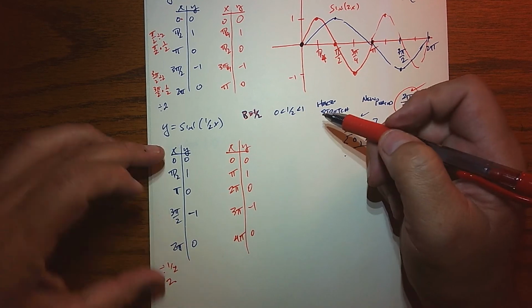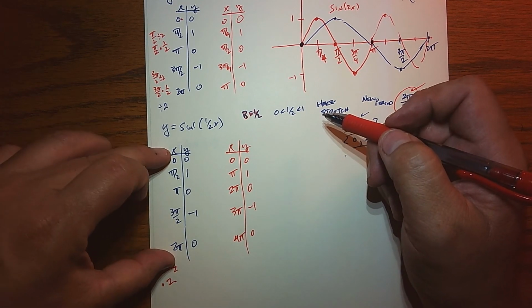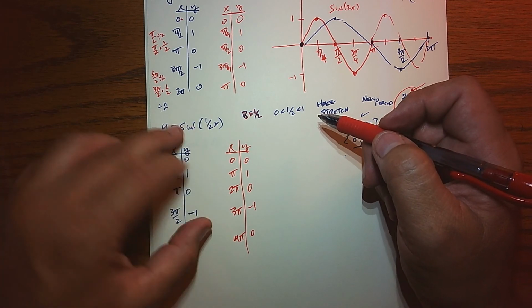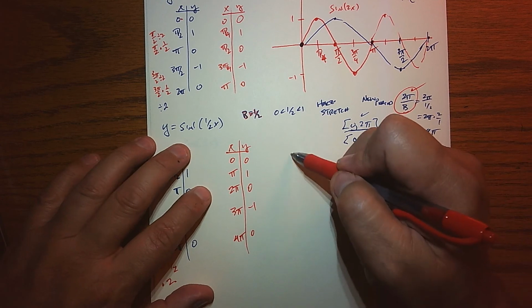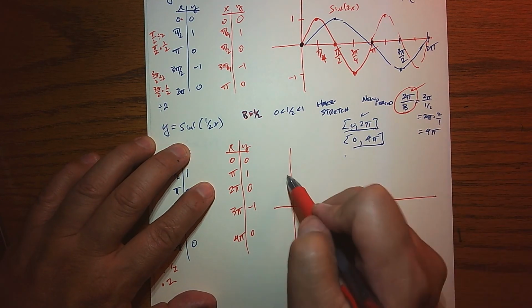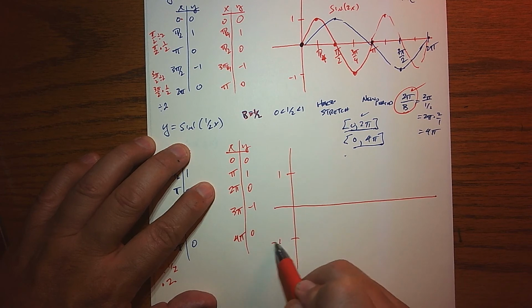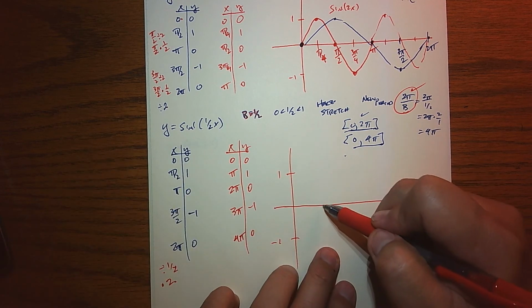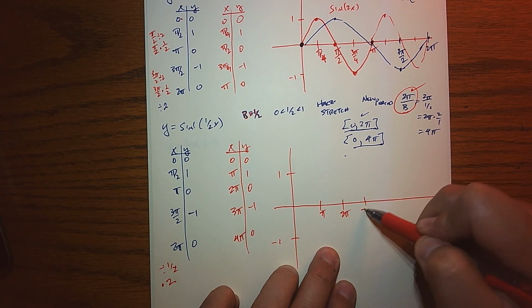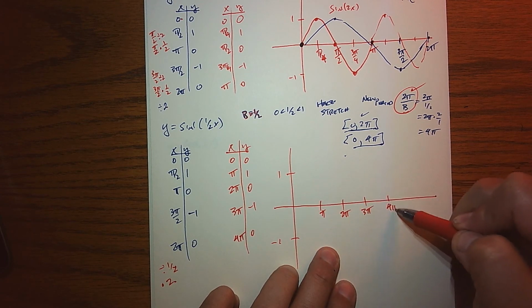So you can physically see what happened is all the action on a normal sine graph has now been elongated for the sine of a half graph. And so when we go to graph this, paying attention to my scale, we can still have 1 and -1 along the y-axis, but here we're going to go pi and 2 pi and 3 pi and 4 pi.